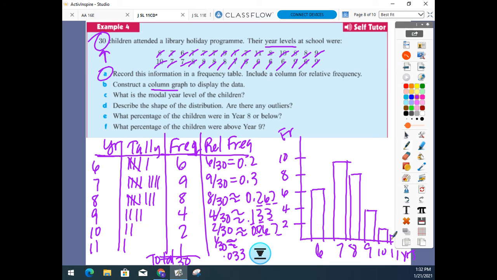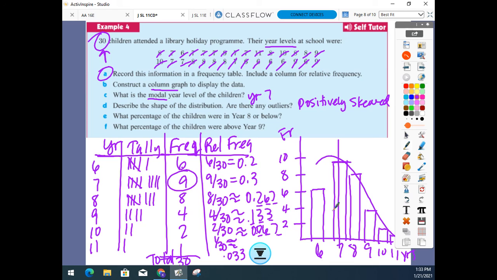Okay, so letter C just says, what is the modal year? Mode is which one is the most often. Remember, that's your highest. So we can either use our frequency or our highest column. So that's year 7. Describe the shape of, now notice here's our mode. It's further to the left and it's skewed more right. So we would say it's positively skewed. Because our highest point's more left and then it goes to the right.